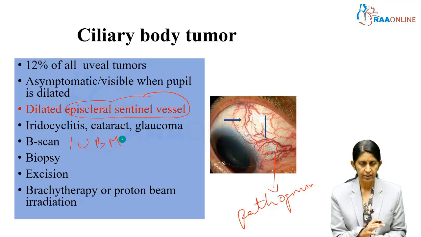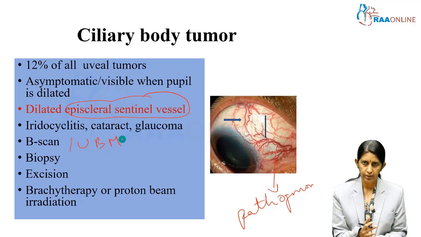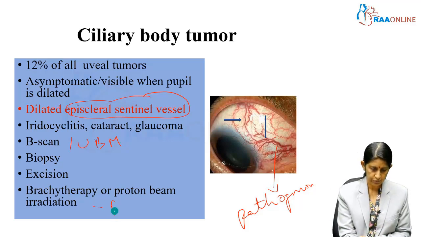Excision of the tumor is done in patients as a treatment modality. It is called an iridocyclectomy. We remove the ciliary body tumor, but of course that has its own complications, such as hypotony, which have to be handled and considered before operating on the patient. Also brachytherapy or proton beam irradiation. Basically, radiotherapy is one of the options for a ciliary body tumor.